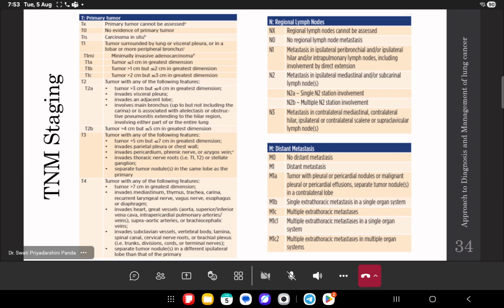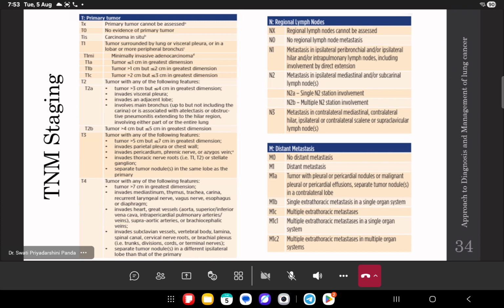T2 involves tumor with any of the following features. T2a is tumor more than 3 centimeter to less than 4 centimeter, invades visceral pleura, invades an adjacent lobe, involves main bronchus, or it may be associated with atelectasis or obstructive pneumonitis extending to the hilar region involving either part or the entire lung. T2b: tumor size more than 4 but less than 5 centimeter. T3: tumor with any of the following features, like more than 5 centimeter but less than 7 centimeter.